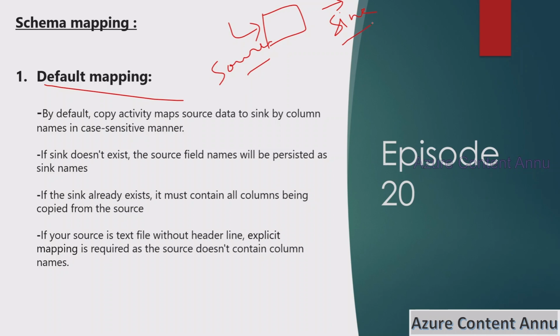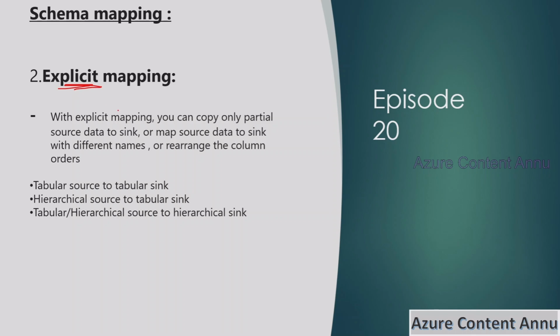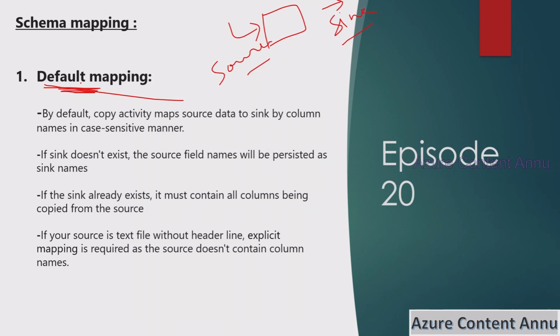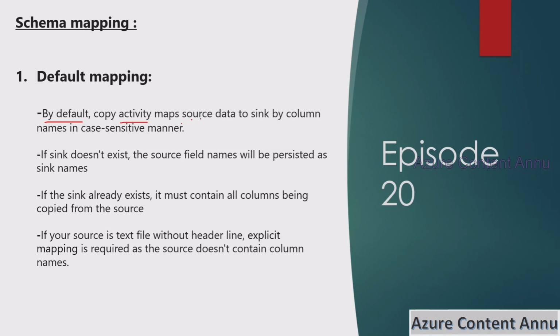If the source schema and sink schema are exactly the same, then we can go ahead with this default schema mapping. But suppose the source and sink schema are different, or we need to extract only few particular columns from the source, then we can go ahead with explicit schema mapping. Okay. So basically there are two kinds of schema mapping. One is default mapping and the other one is explicit schema mapping. So we will talk about both of them one by one. So let's start with default schema mapping. By default, copy activity maps source data to sink by column names in case sensitive manner. So we will see this practically.